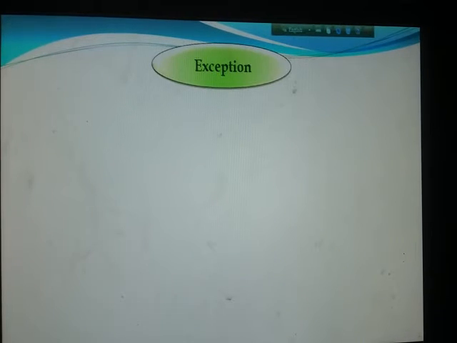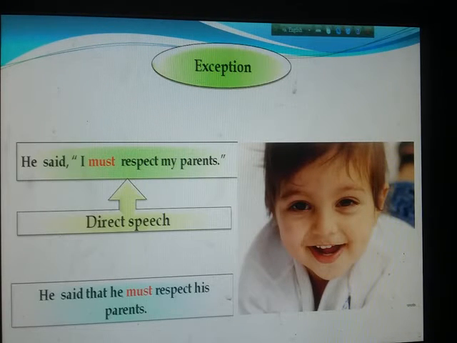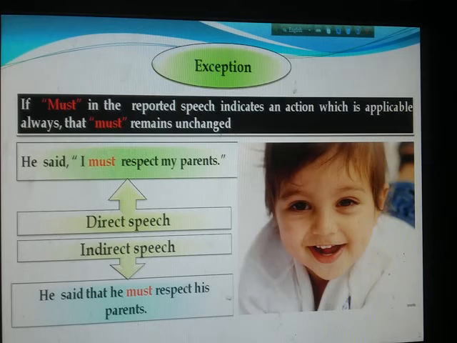Let us see. There is an exception to this rule. He said, I must respect my parents. He said that he must respect his parents. Here, must remains the same. Why? Because this must indicates an action which is applicable always. So if must in the reported speech indicates an action which is always applicable, that must remains unchanged. So respecting parents is not a temporary work. It is always applicable. We must always respect our parents. So this must remains unchanged.